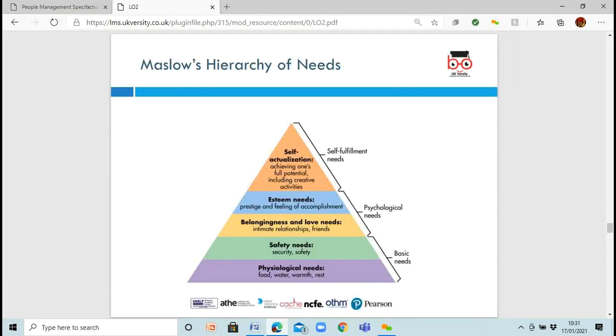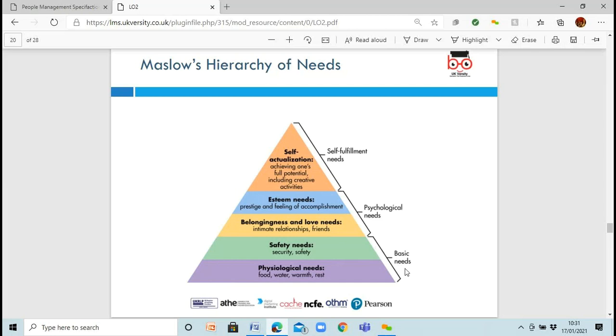Now, we're going to look at this pyramid here. It's Maslow's hierarchy of needs. Now, Maslow actually believes that there's a set of basic needs that need to be fulfilled so that a person can function to their optimal standards. Now, we start off at the bottom here, where there are two sections which say basic needs.